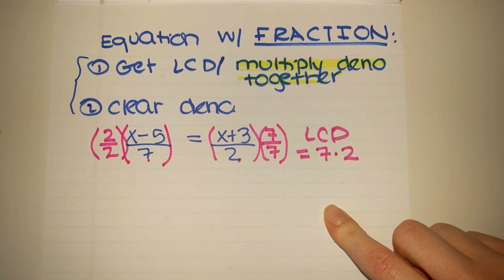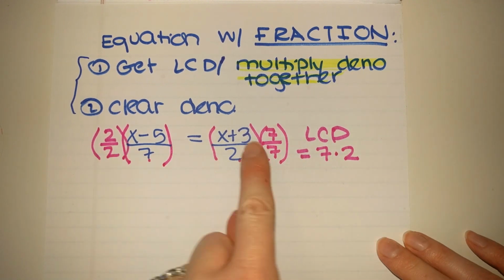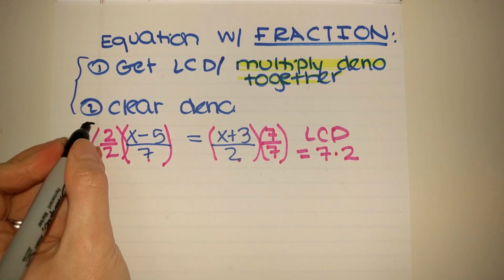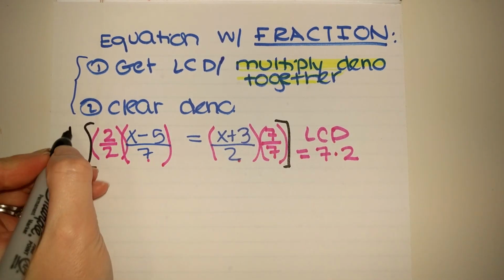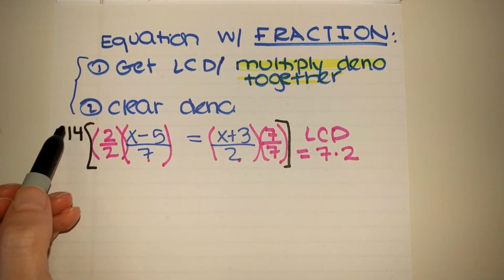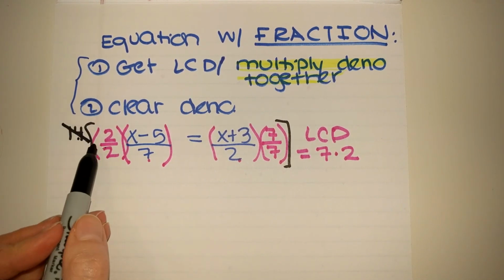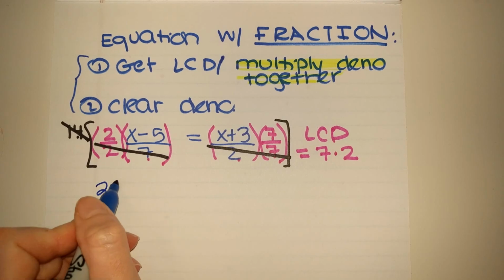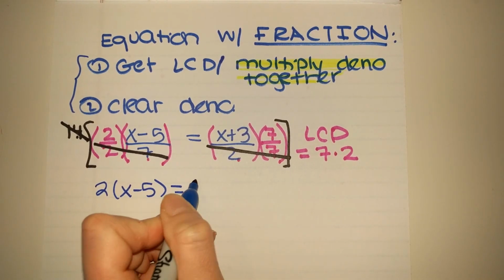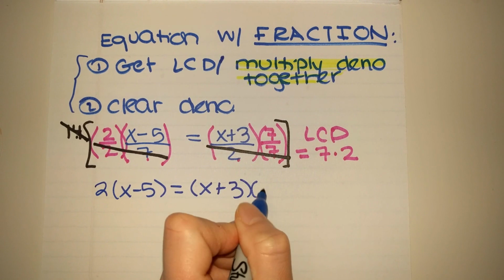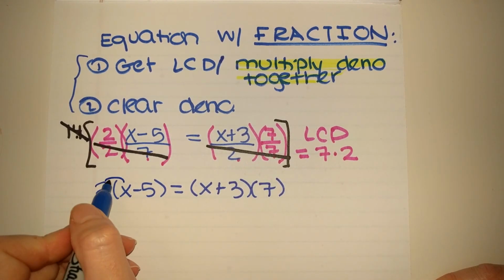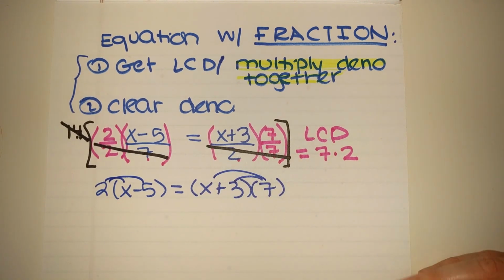Okay? Now, once we get 14, 14, same denominators, we can take the entire equation and multiply by that LCD of 14. What that will do is cancel out the 14 in the numerator with the 14 in the denominator over here. So what will be left for us to solve is just 2 times (x minus 5) equals (x plus 3) times 7. At that point, we need to distribute the 2 and distribute the 7, and we're pretty much home free.